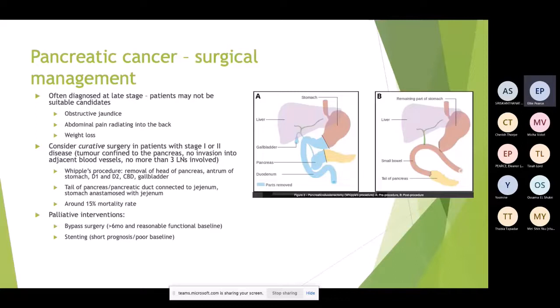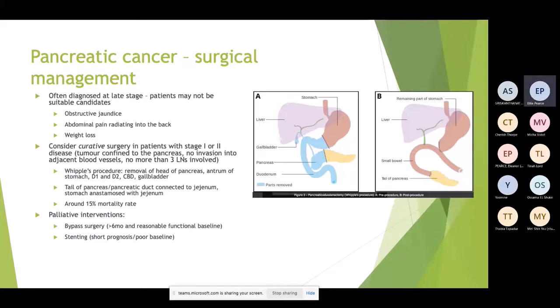So consider curative surgery in patients with stage 1 or 2 disease, and this means that their tumour is confined to the pancreas, there's no blood vessel invasion, and there's no more than 3 lymph nodes involved. And a Whipple's procedure is this little diagram here, and as you can see, it's a massive operation, and it's got about 15% mortality rate just from the operation alone.